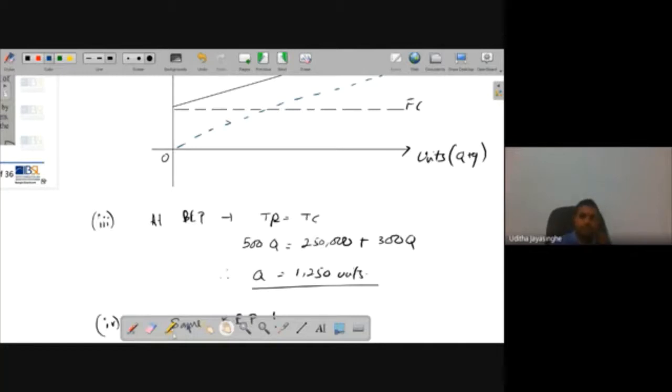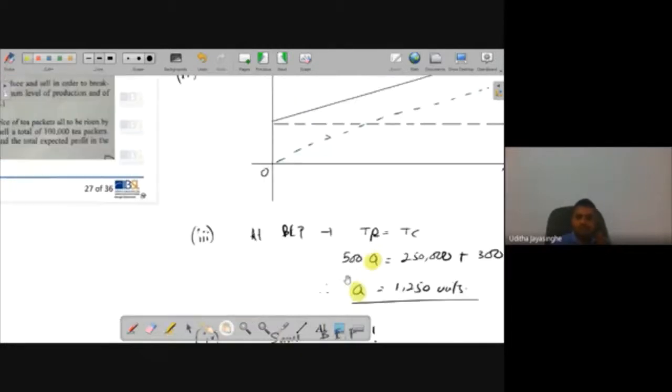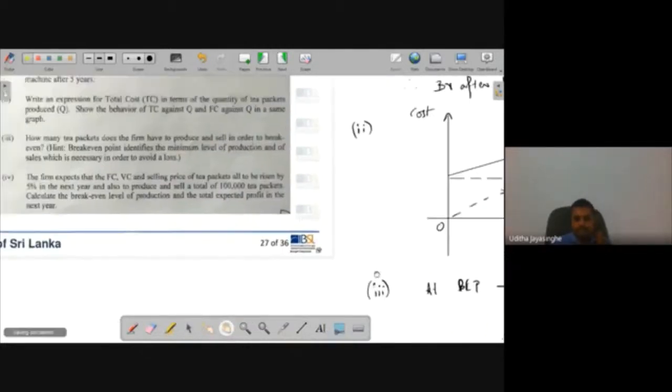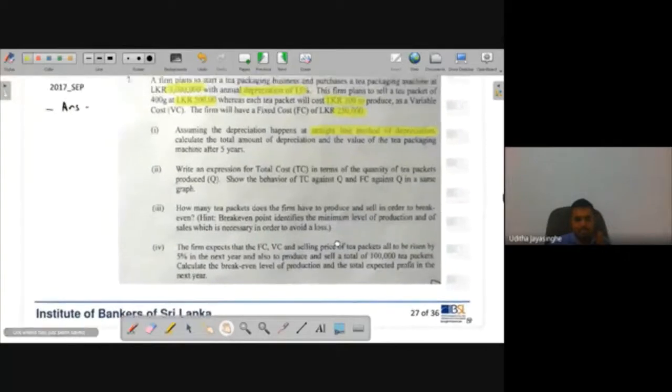So assuming this Q is the break-even quantity Q, I can take Q to one side. So there's going to be 200 Q on the left-hand side, 250,000 here. Take the division, your Q is going to be the break-even quantity, 1,250 units. Same style of calculation, so nothing much to be discussed further.